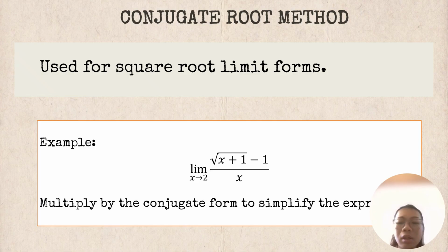The third method is the conjugate root method. This method is used for limits involving square roots. When direct substitution produces an indeterminate form, we multiply the expression by its conjugate. Multiplying by the conjugate helps eliminate the square root and simplify the expression. After simplification, we can evaluate the limit normally. This method is very useful for algebraic functions containing radicals.